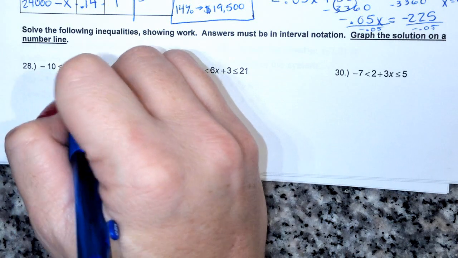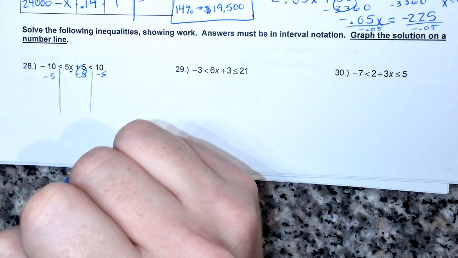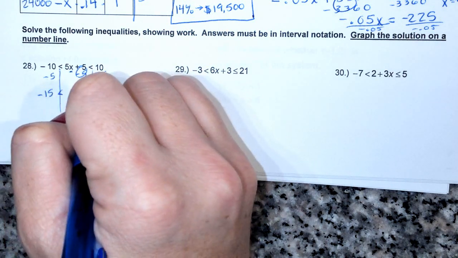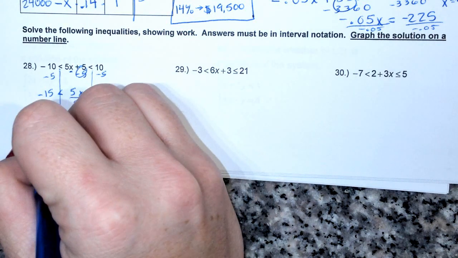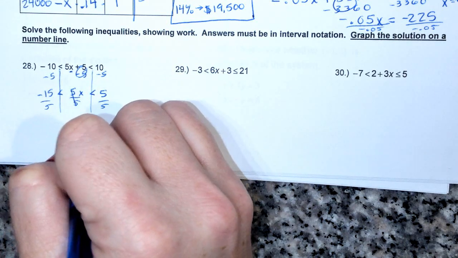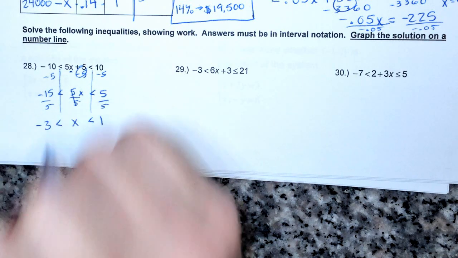So how do I get rid of the plus 5? I'm going to do minus 5, but I have to do it on all three pieces. So that gives me negative 15 is less than 5x is less than 5. And so now I have to get rid of the 5, so divide by 5, divide by 5. And I divided by a positive, so I don't have to flip anything. 5 divided by 5 is 1. Negative 15 divided by 5 is negative 3. So this is what I have.